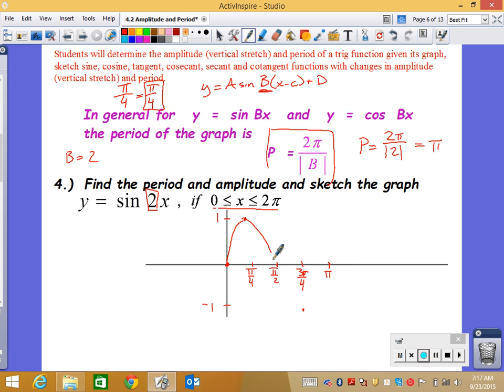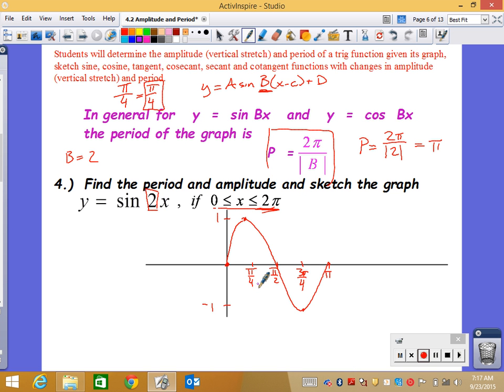So this is 1 full cycle of sine in a pi period instead of a 2 pi period. But remember, I have to draw two full periods like we said before because we're drawing from 0 to 2 pi. The only thing that's going to change here is my intervals, is what I label my increments as.